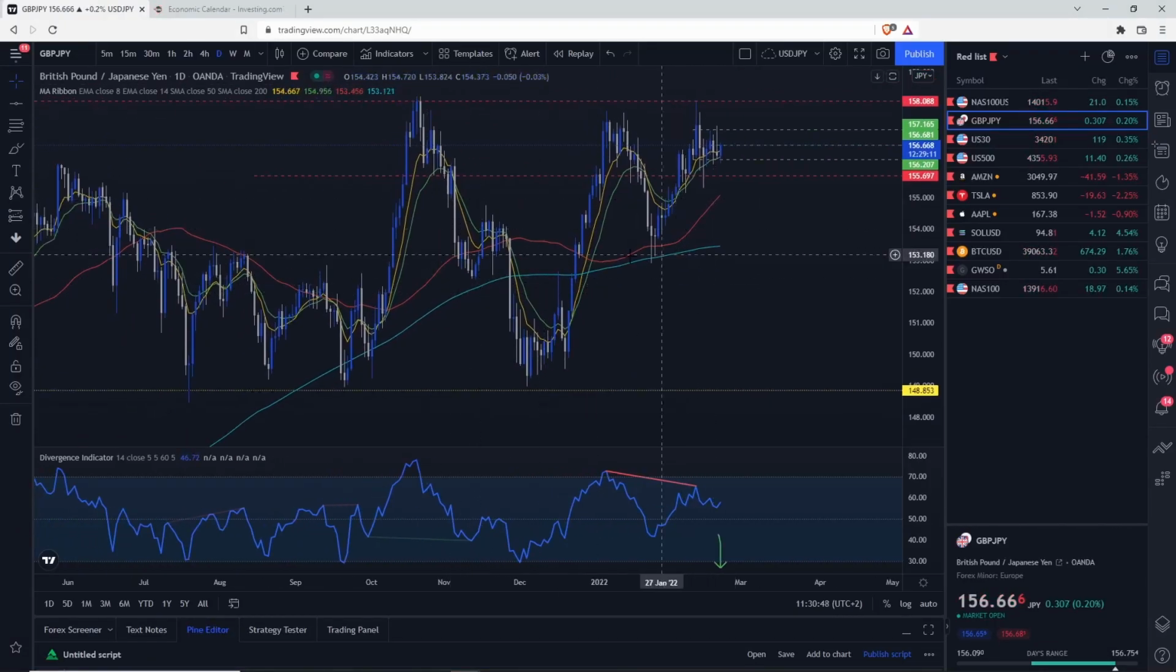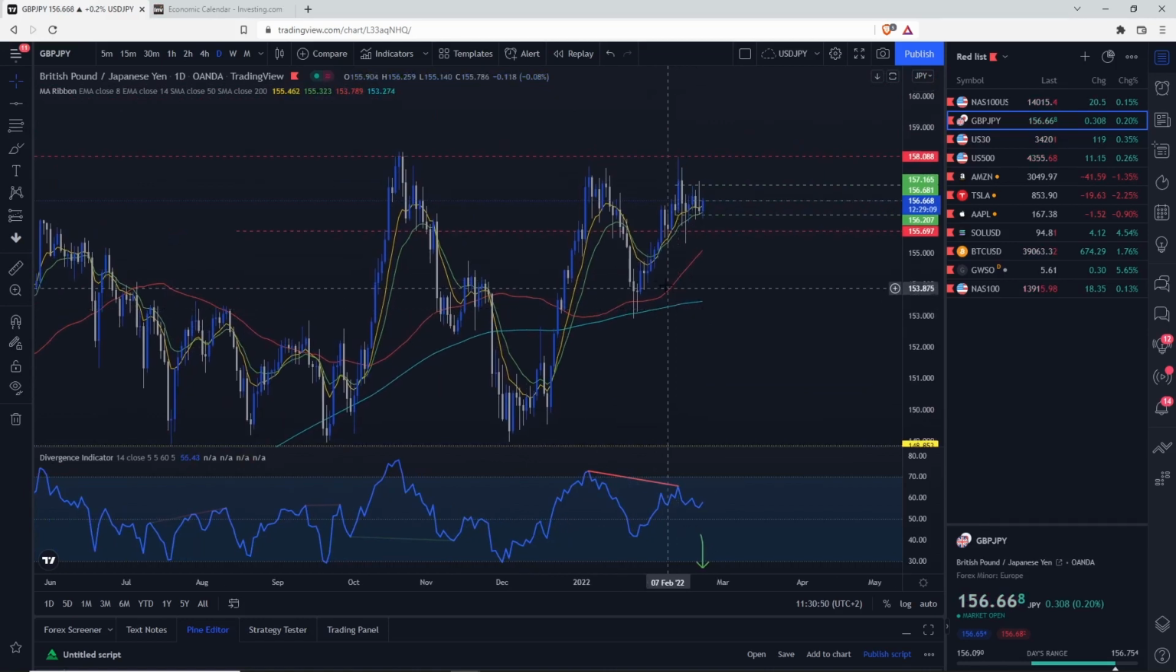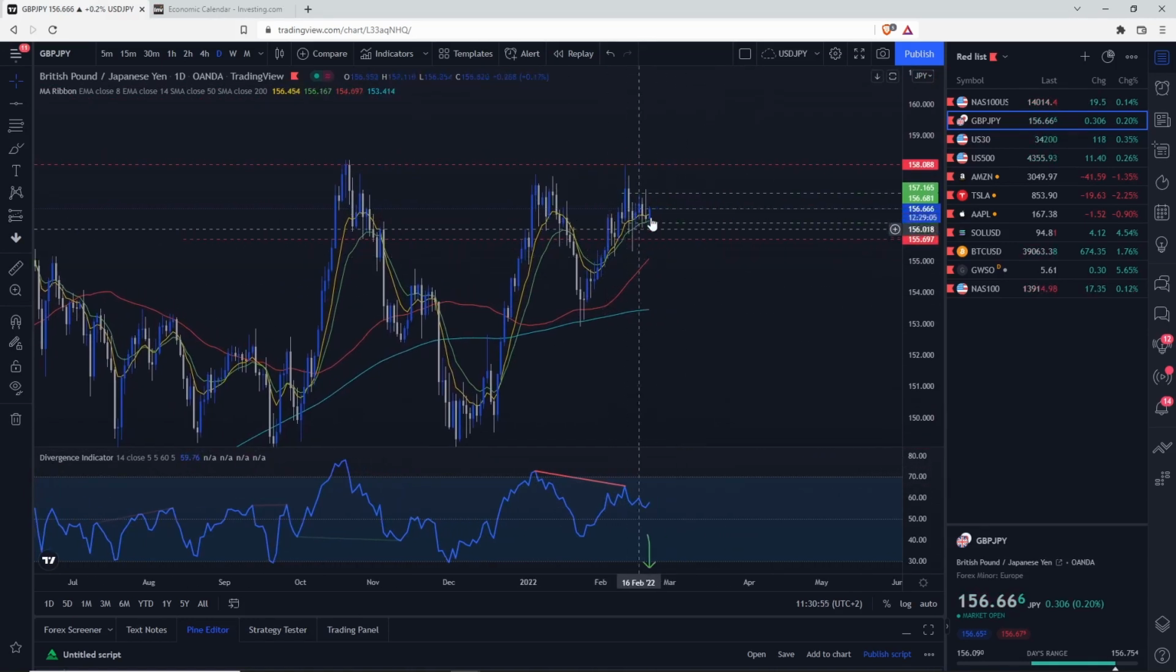So we have an inverse head and shoulders here on GBPJPY, right? However, do keep in mind that there is bearish divergence. So we might get a little bit of a rejection because there's a neckline. That might get a rejection, touch the 50 and then shoot up.